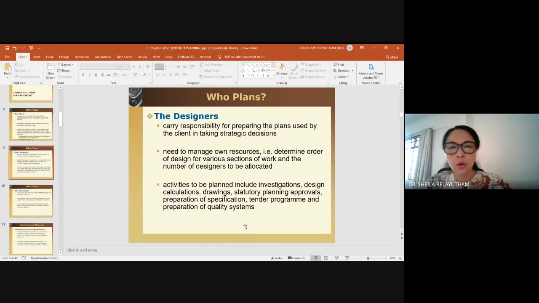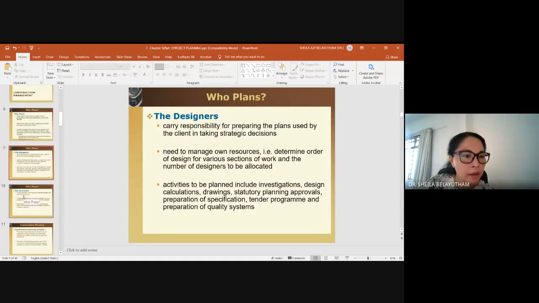Once it is fine, it will be passed on to the local council, and they will look into the drawing, and if it's okay, then it will be approved. Obviously preparation of specification comes after that. Once it has attained the approval from the council and everything is fine, there will be preparation of specification, open for tender, and finally, if there is any, preparation for quality system.